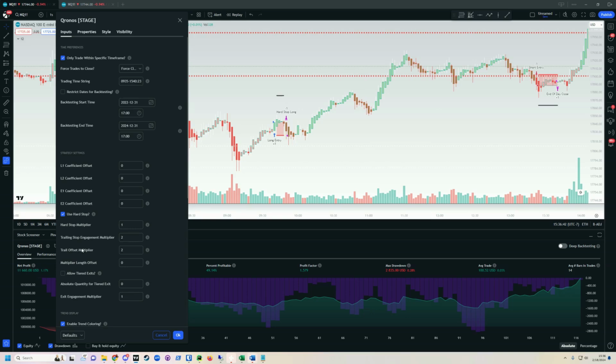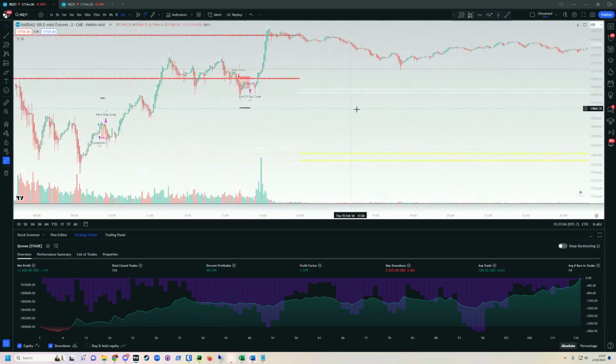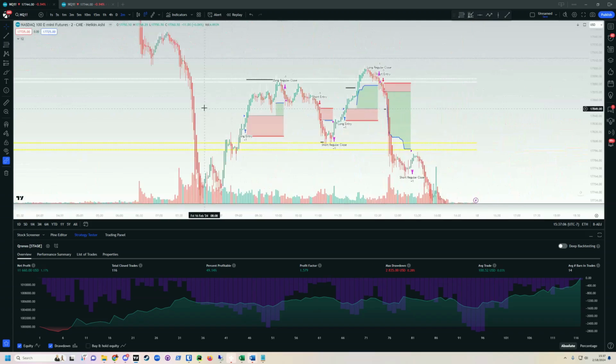Let me explain these. These are all, like they say, multipliers. The algorithm looks at the markets. It figures out what the volatility is in the markets through a couple of calculations, and it says, okay, we're going to use the volatility calculation times the multiplier to determine this. So you will always have different sizes here based on that multiplier.